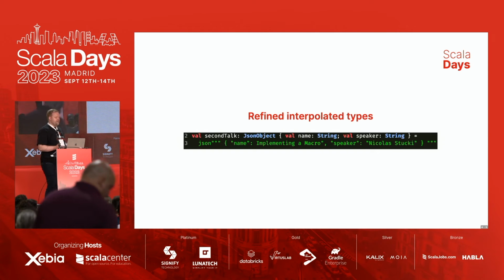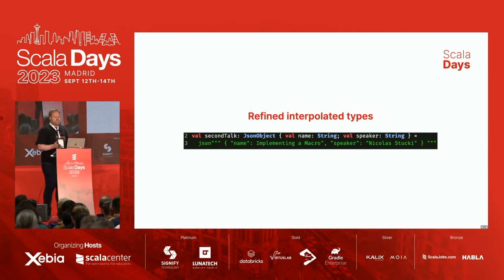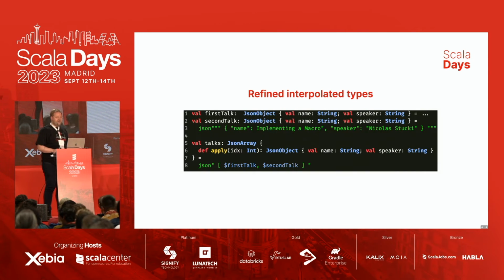So now we can use it on our example. We want this JSON to actually have this type, JSON object with a field called name that is of type string and a field called speaker of type string. But we can do something similar for JSON arrays. This time, instead of adding new members in the refinement, we're going to refine the type of an existing method, the apply method. We are going to say, on this particular JSON array, if you call the apply, you're always going to get a JSON object with those refinements.